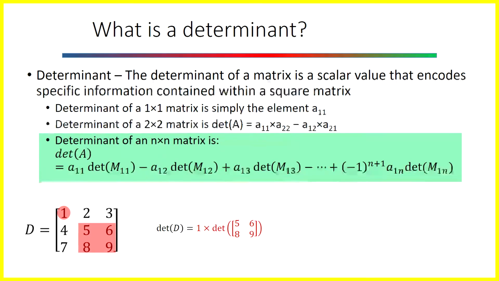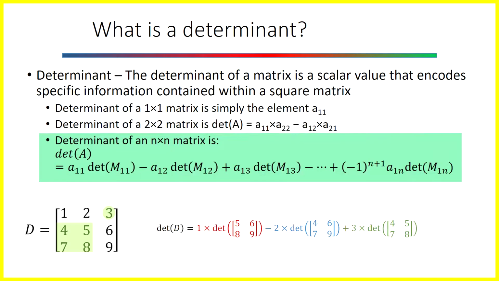Note that this matrix M11, which is equal to 5, 6, 8, 9, is referred to as a minor matrix of D. Now, following our rule, we know that we want 1 times the determinant of that minor matrix 5, 6, 8, 9. Then we subtract off the second element times the determinant of the minor matrix we get when we delete the first row and the second column. So that is equal to 2 times the determinant of 4, 6, 7, 9. And finally, we add the third element multiplied by the determinant of the minor matrix we get if we delete the first row and the third column. So that is equal to 3 times the determinant of the matrix 4, 5, 7, 8.